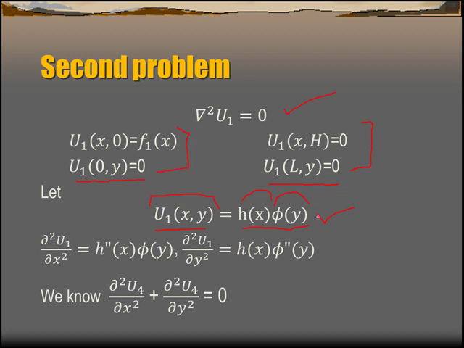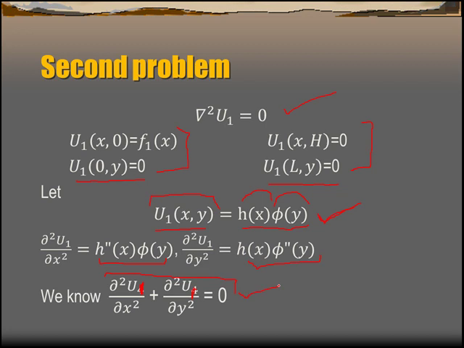So based on this assumption, we can find the second derivative of u1 with respect to x is h double prime of x into phi of y. Similarly, the second derivative of u1 with respect to y is h of x into phi double prime of y. We know that u1 is the solution to the Laplace problem. This is not u4, make some necessary correction, this is u1. We know that u1 satisfies this partial differential equation, so if we substitute these estimates into this PDE, we will get two ordinary differential equations.